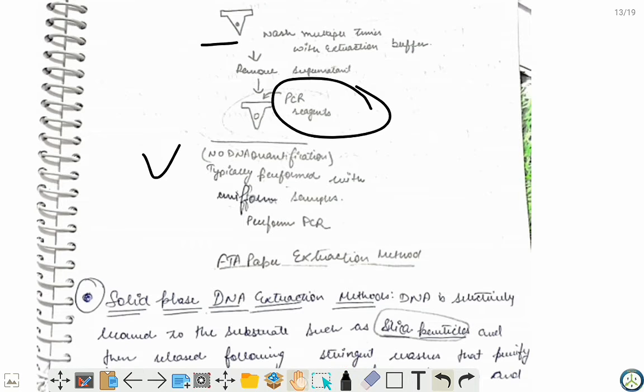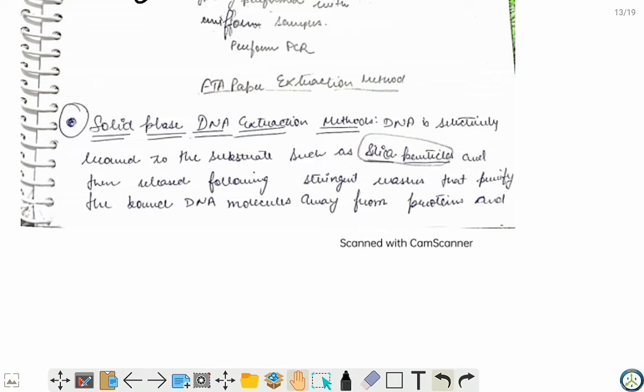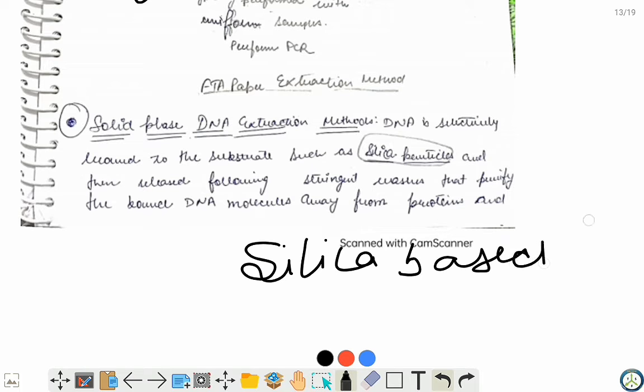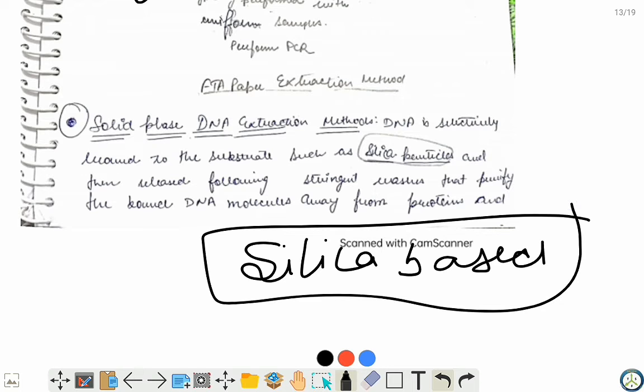Okay, so next is the solid phase DNA extraction method. Now what are the solid phase DNA extraction methods? Basically these are based on silica based methods. Okay, first of all we have to adsorb the DNA on the silica. Okay, then we have to elute the DNA from the silica. So DNA is selectively bound to a substrate such as silica particles and then released following a stringent wash.